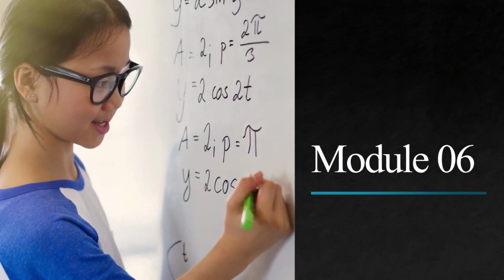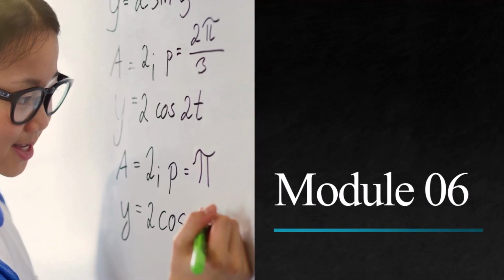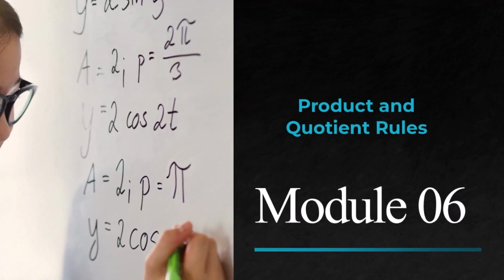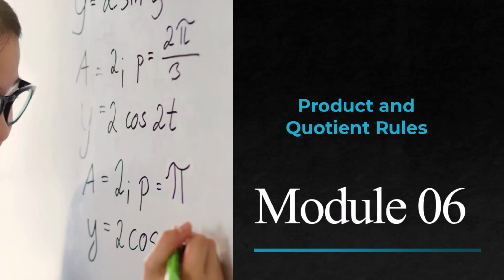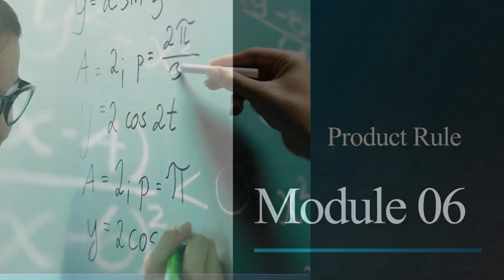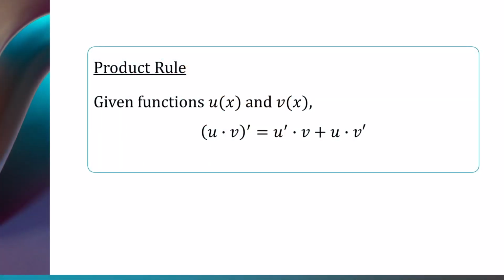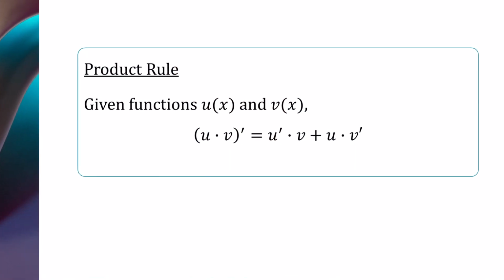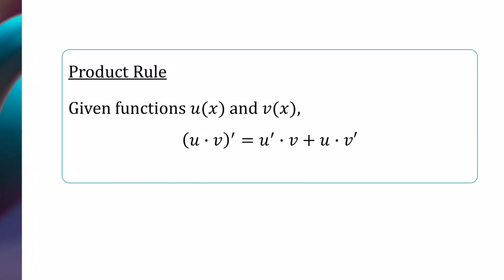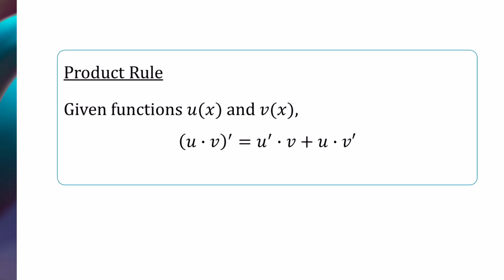Welcome to Module 6. In this module, we will discuss the product and quotient rules. These rules will expand the types of functions for which we can find derivatives. Let's start with the product rule. Given two functions u and v, the derivative of the product u times v is u prime v plus u v prime. Consider an example.